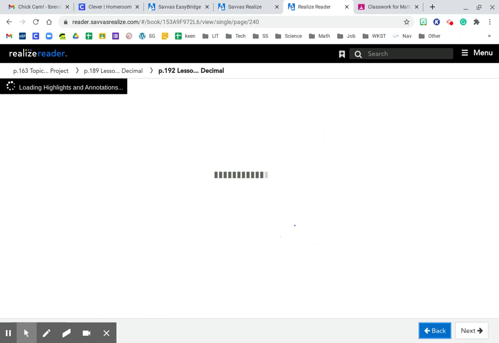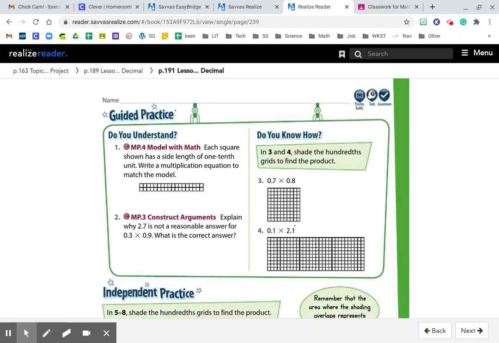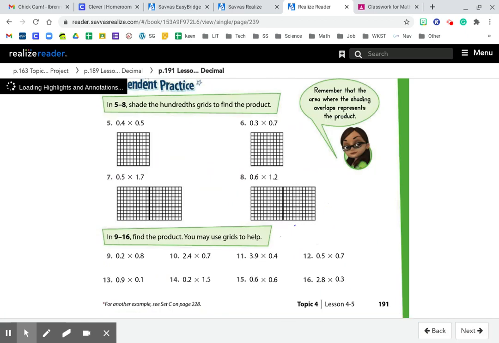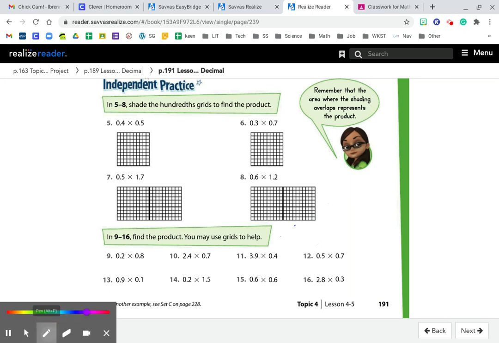And then there's 8 problems that are just computation. So you have 4 shading problems, and then you wind up with 8 problems where you're just multiplying. You don't have to do a grid. You can do many of these in your head. Like 8 times 2 is 16. 2 digits are sitting in decimal place value in your factors, so you need 2 in your answer.